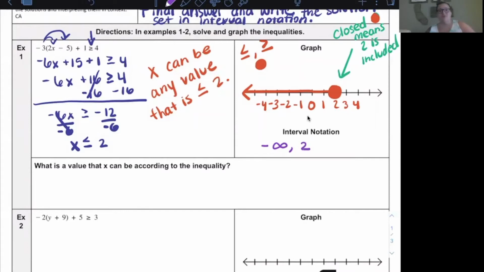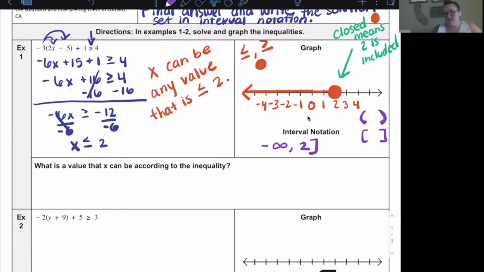Well, with interval notation, we also need to use either parentheses or brackets. Parentheses mean not included, and brackets mean included. So because that 2 is included in our solution set, we're going to put a bracket here.